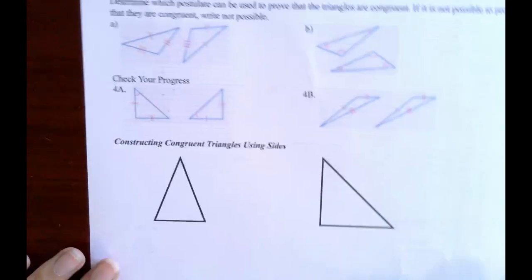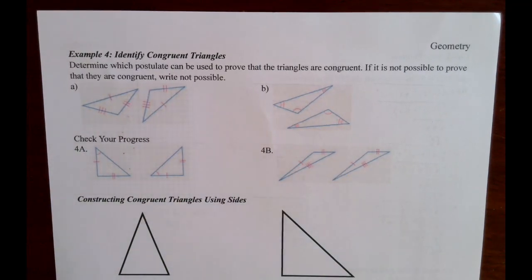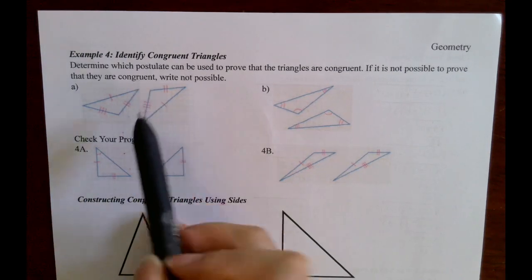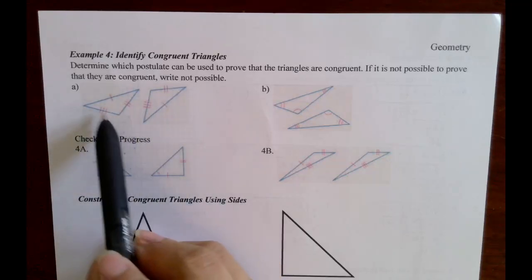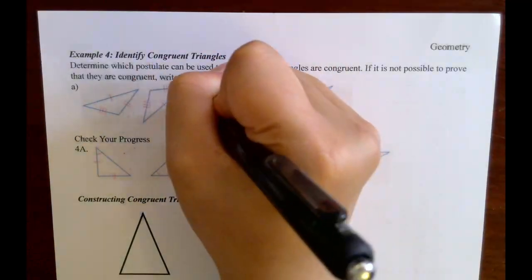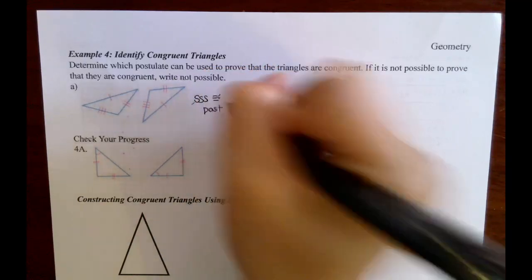Okay, so now we're going to move on to our next part, which is identifying congruent triangles. We're just going to determine which postulate can be used to prove the triangles are congruent. If it's not possible to prove they're congruent, we're just going to write not possible. Okay. So here we have side here, 2 sides here, and 3 sides here. So this would be side, side, side congruence postulate.